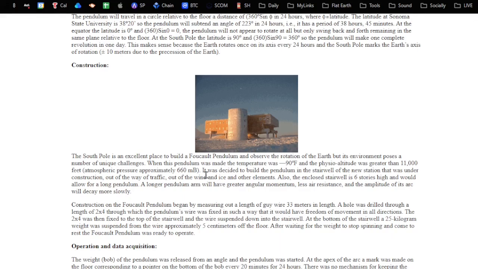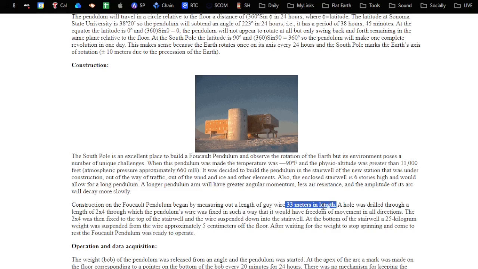When this pendulum was made, the temperature was 90 degrees Fahrenheit and the physio altitude was greater than 11,000 feet. It was decided to build the pendulum in a stairwell of the new station that was under construction, out of the way of traffic, out of the wind and ice and other elements. Also, the enclosed stairwell is 6 stories high, and that would allow for a long pendulum. A longer pendulum arm will have a greater angular momentum, less air resistance, and the amplitude of its arc will decay more slowly. Construction on the Foucault's pendulum began by measuring out a length of 33 meters.